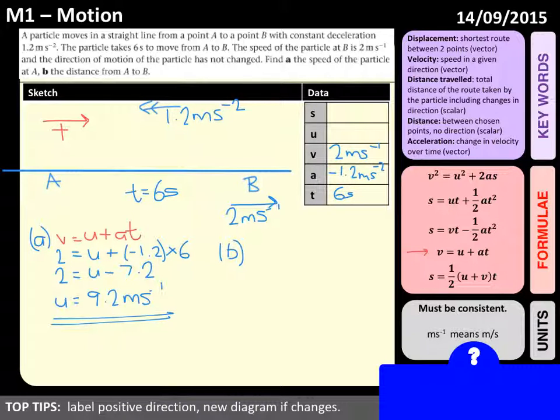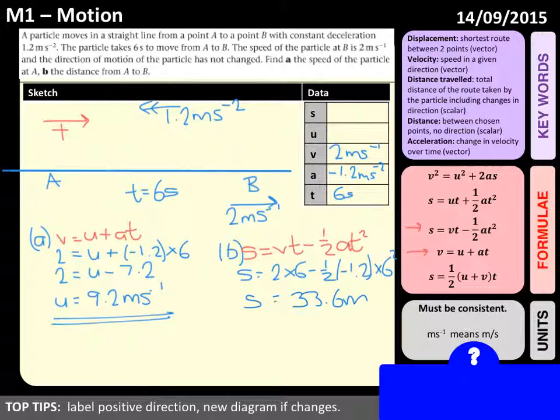Okay, for part B, we are looking at the distance from A to B. So that's going to be looking for our s. So now I'm looking for an equation involving s, v, a and t. And that's going to be the third one in my list. So s equals vt minus a half at squared. Not much rearranging to do here, as it's got s as the subject already. So we've got s equals 2 times 6 minus a half times minus 1.2 times 6 squared. So my final answer is coming in at 33.6 meters.